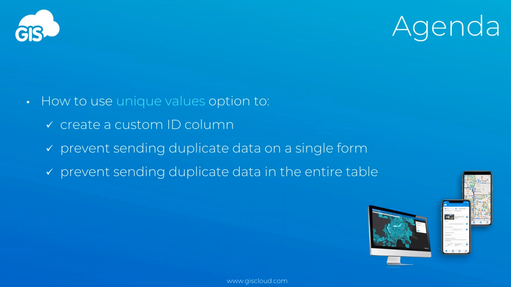Here we have a short plan of the video. As you can see, it consists of 3 parts. In the first part, you will learn how you can create a custom ID column, meaning a column that will only be able to contain unique values. Then in the second part, I will show you how you can use this feature to prevent sending duplicate data on a single form, or in other words, how you can prevent having duplicates in a row of your table. And in the third part, you will learn how you can prevent having duplicate data in the entire table. These options can also be combined, and I will show you how to do it in our 3 examples.